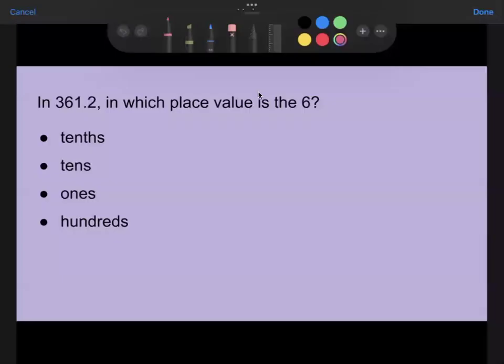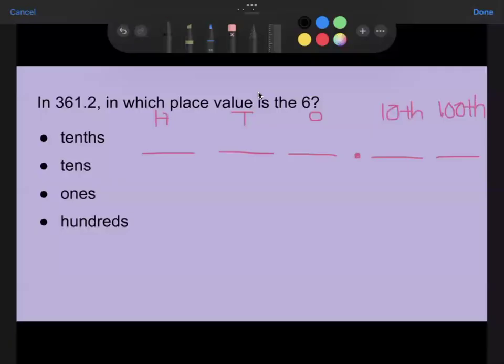Okay, here is our next example. In the number 361.2, which place value is the 6 in? So let's start again by making our mini place value chart. I'm going to put the decimal here. To the left of that, we have the ones, the tens, and the hundreds. And I think we can stop there for this number. To the right of the decimal, we have the tenths with the TH, and we have the hundredths with the TH. And again, it goes beyond that, but for this number, I don't think that's necessary.